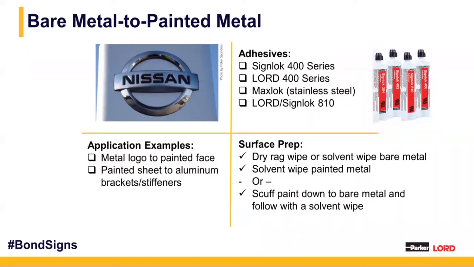If you prefer to scuff the paint or primer before bonding, then you want to make sure that you scuff all the way down to the bare metal. Follow with pressurized air to get the scuff debris away, and then clean the area with a solvent wipe. After that, you're ready to dispense and bond.